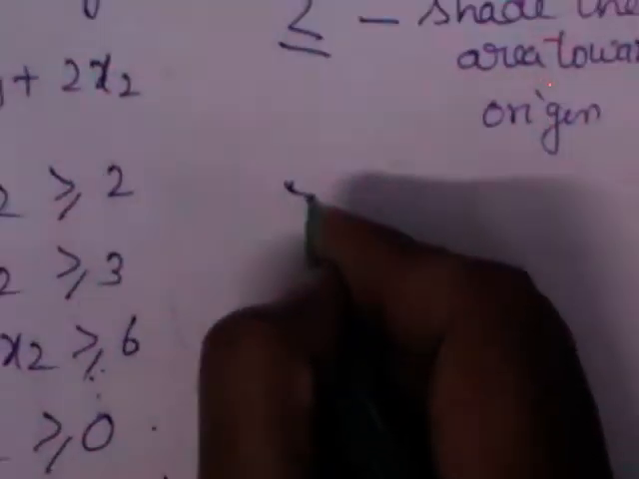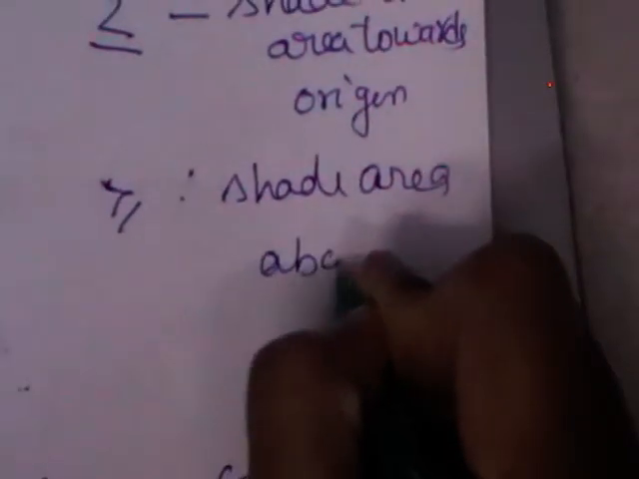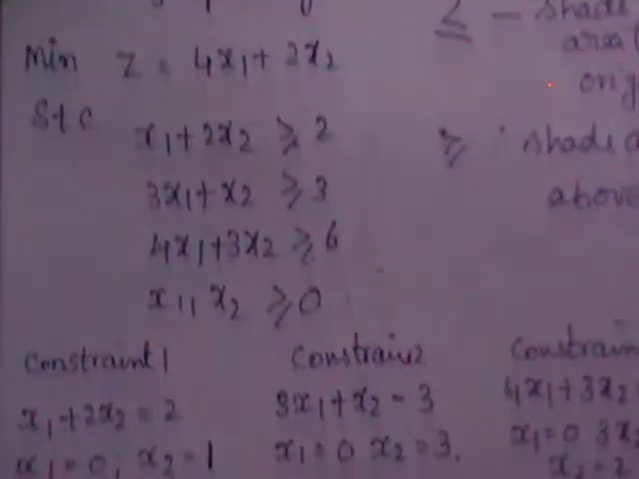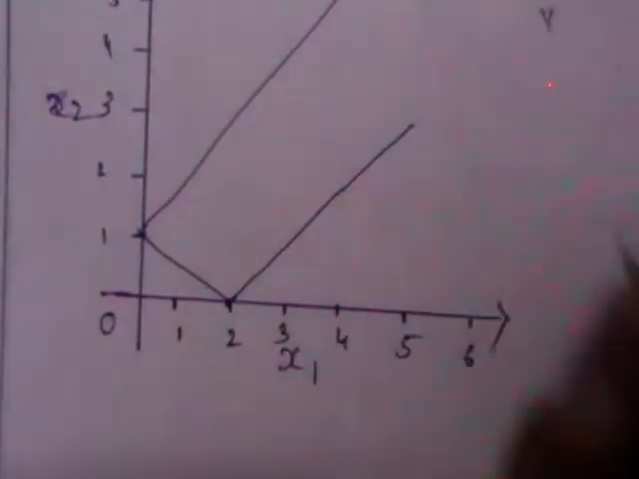If it is greater than or equal to type, shade the area above the origin. So what is the nature of the constraint here? It is of greater than or equal to type. So you can consider the region here. This is the region satisfied by the first constraint.